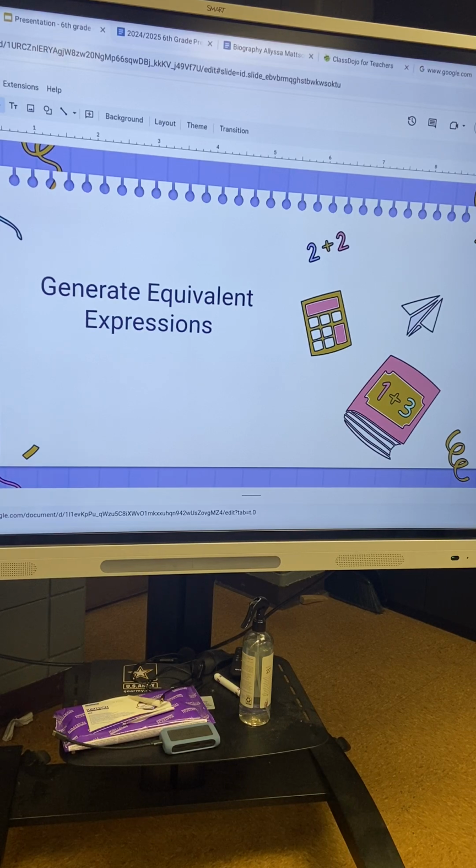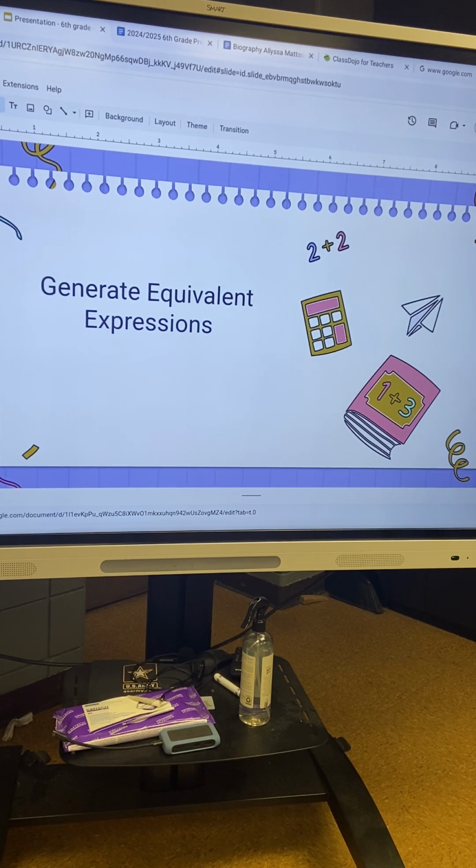All right, friends. Today we worked on generating equivalent expressions, and this is like the third time I tried to tape record this lesson. I'm running out of space on my phone, so I'm going to try and be quick and upload this. And then after I'm done, I will go over some of the problems that we did today with you. Okay?